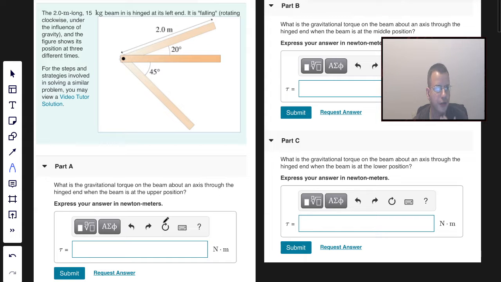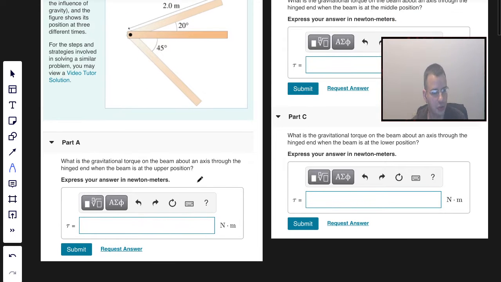The 2 meter long, 15 kilogram beam is hinged at its left end. It is falling, i.e. rotating, clockwise under the influence of gravity. And the figure shows its position at 3 different times: 1, 2, and 3.